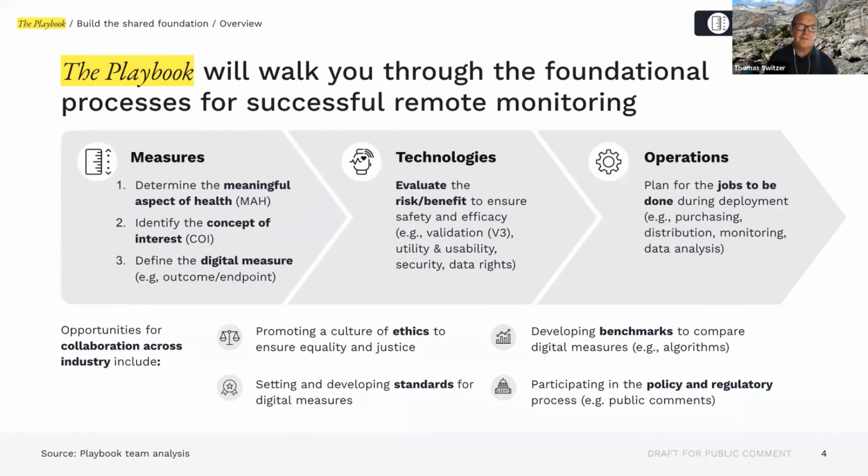So we're going to build off the playbook, really looking at the measures, which is really where we should start, as well as the technologies and then the operations. The playbook does cover some elements of where you should start, and oftentimes people get a start on the technology side and then try to figure out where it fits, which is almost like a solution looking for a problem.